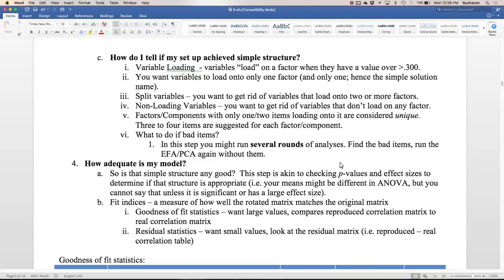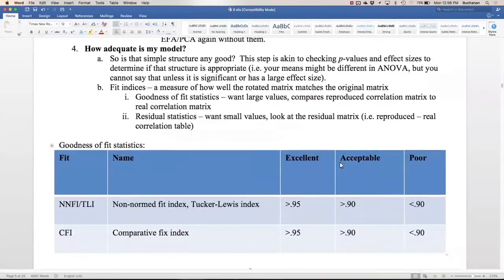So once I get to simple structure, if you can, how do I determine if my model's any good? How adequate is my model? What we've been doing is looking at p-values, like the whole semester has been about p 0.05 or less. Now we're going to talk about model fit.